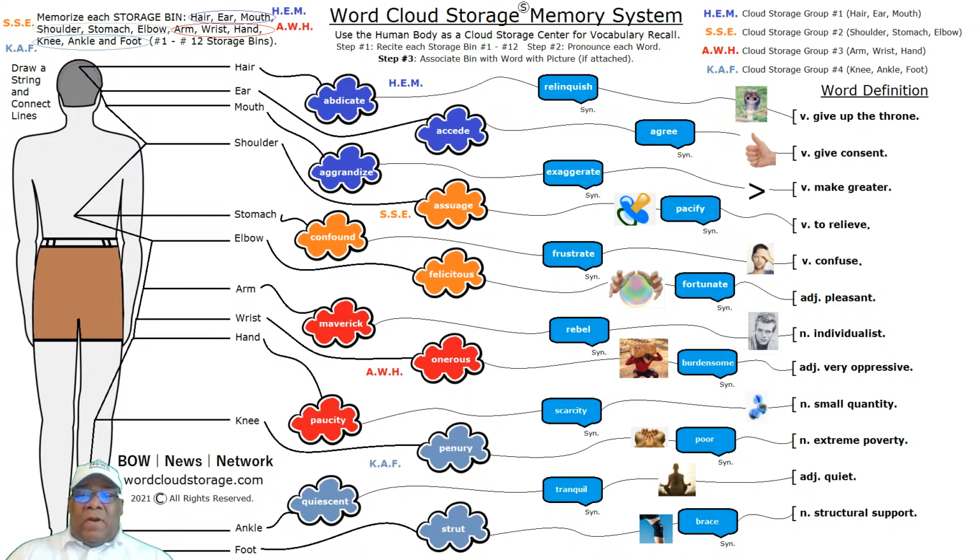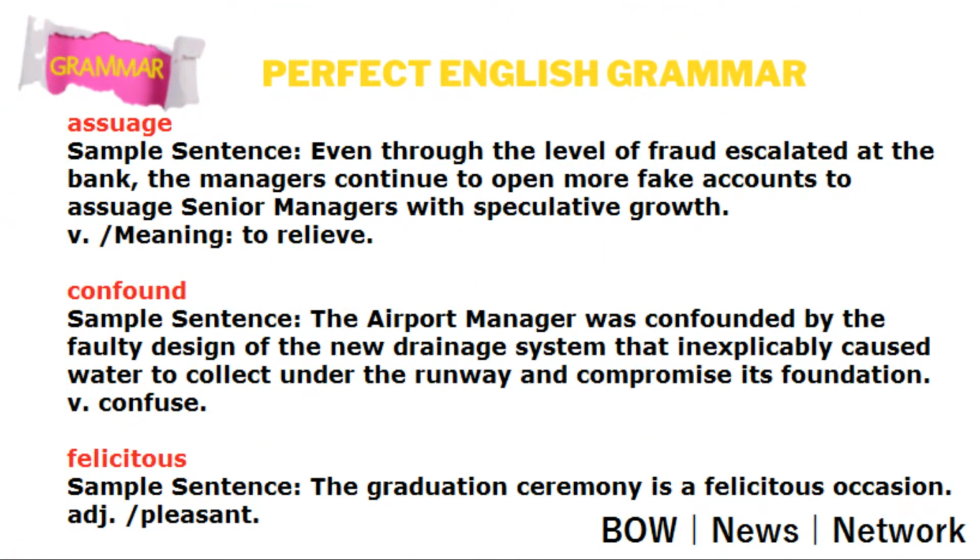And then to round out our orange cloud group, fallacious, we see there, means fortunate or pleasant. We're using the image of a fortune teller with a crystal ball so that you can make the association of the hands or the elbow to fallacious, so that you can actually remember that it has to do with being fortunate in some case. So the graduation ceremony is a fallacious occasion, adjective meaning pleasant.